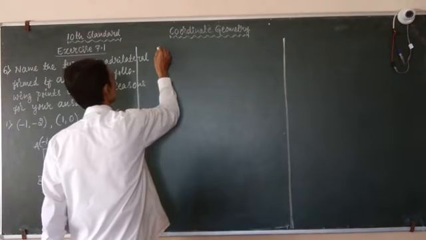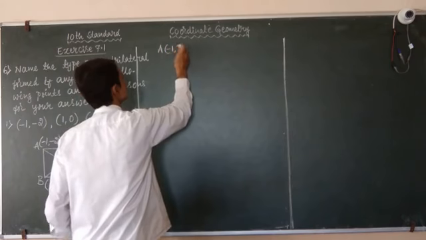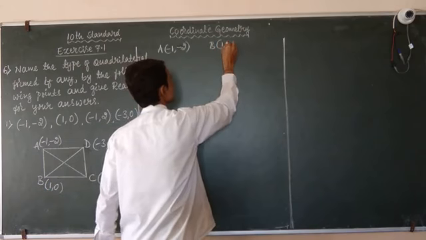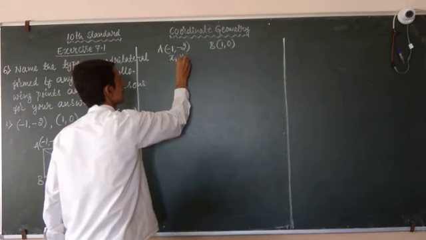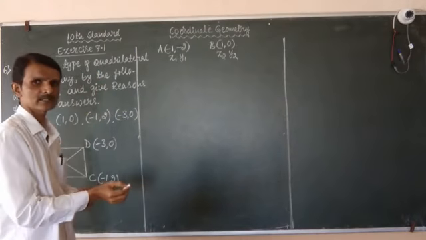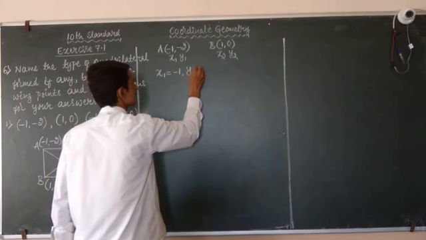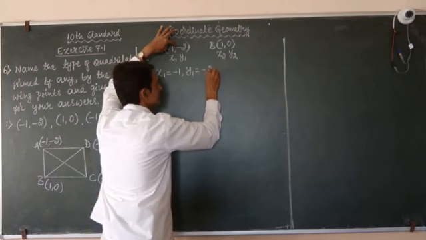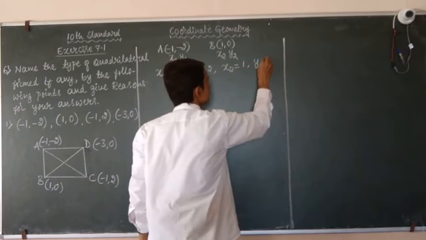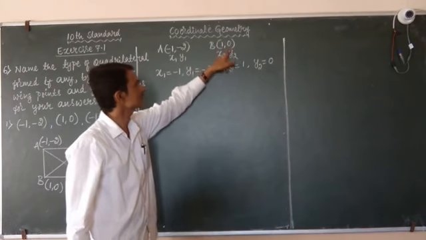Now A of -1, -2, B of 1, 0. Call this as x1, y1 and this as x2, y2. These are the values we will write down. Now write the values: x1 equals -1, y1 equals -2, x2 equals 1, y2 equals 0. ನಾವು ಬರ್ಕೊಳ್ತಾ ಇದ್ದೀವಿ.